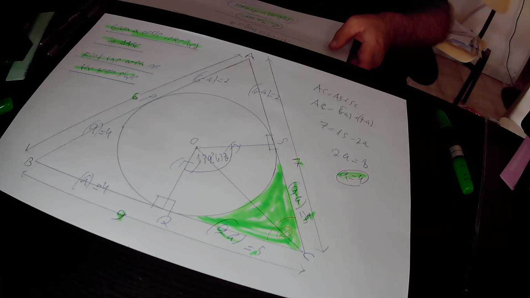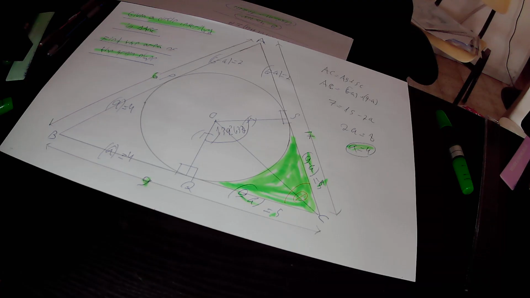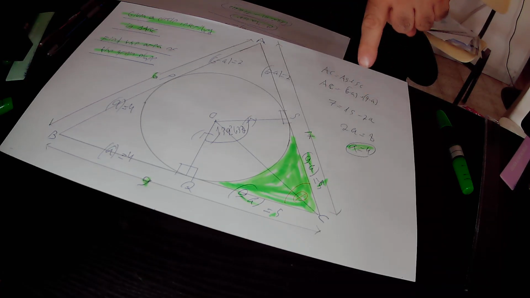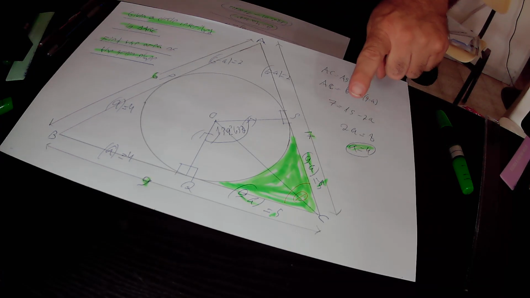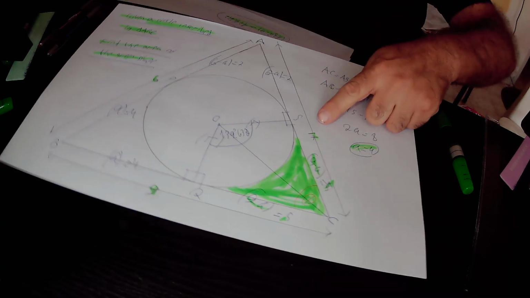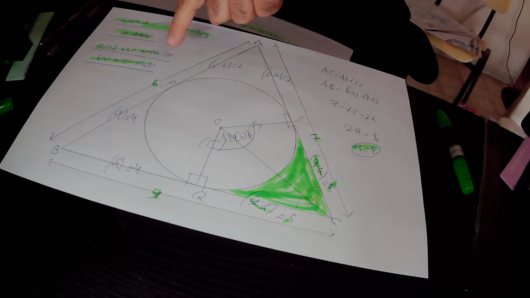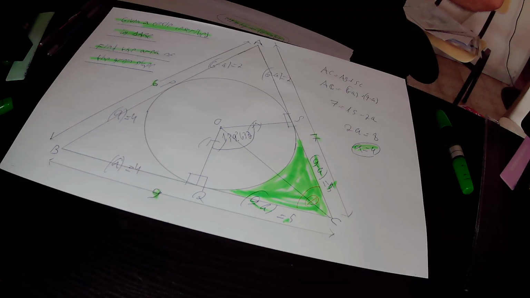Our task in this lecture is to find out the area of this green shape. So in the drawing we have a circle that is described by this triangle ABC. We know that side BC of triangle ABC equals 7 units in its length, side AB equals 6 units in its length, and side AC equals 9 units in its length. Our task is to find out the area of this green shape.